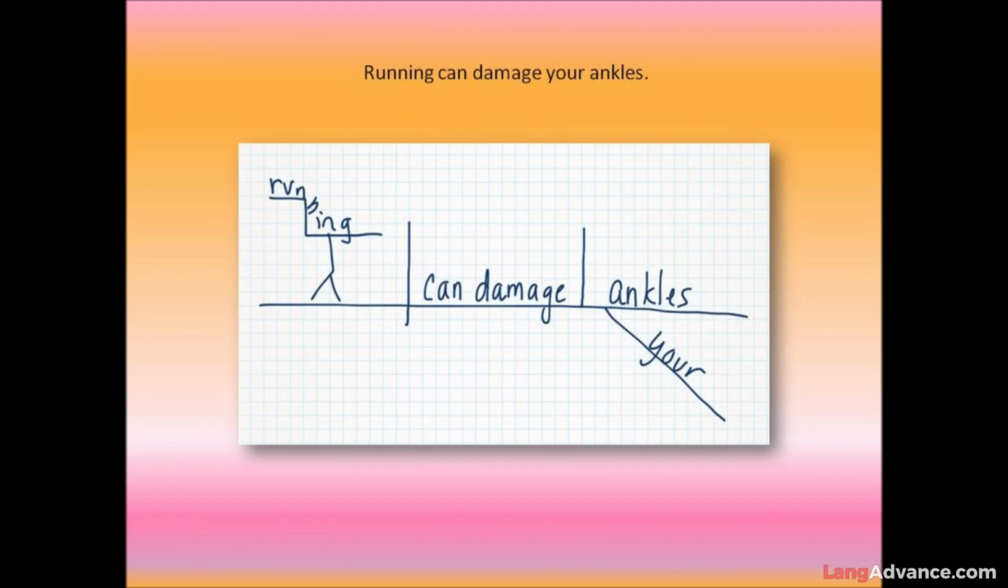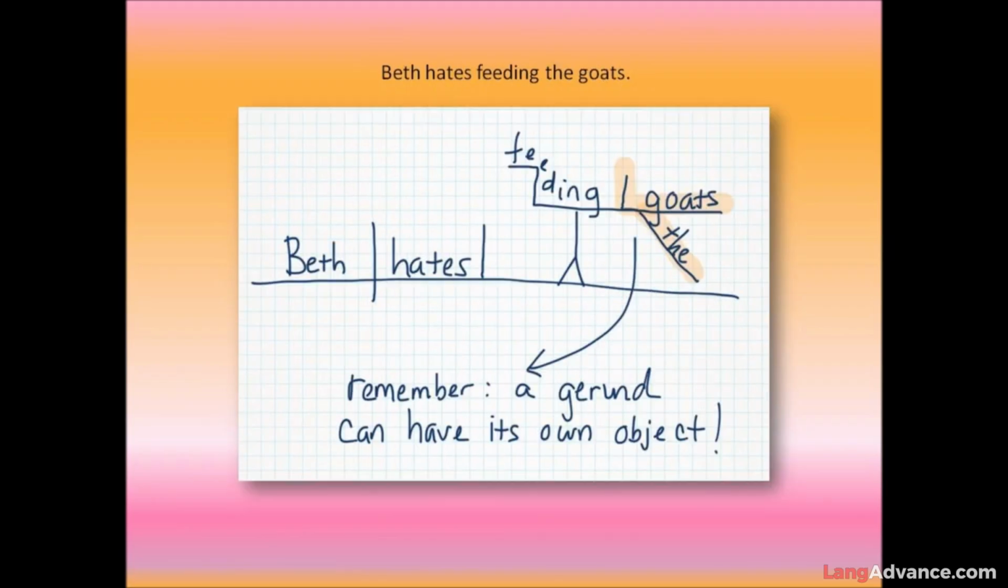Running can damage your ankles. Running is a gerund being used as the subject of the sentence. Can damage is the verb, ankles is the direct object, and your describes ankles. Beth hates feeding the goats. Beth is the subject, hates is the verb, feeding the goats is the direct object, but feeding is a gerund with its own object, the goats, so it follows feeding right on that gerund element line.